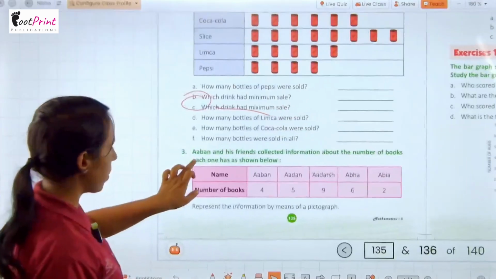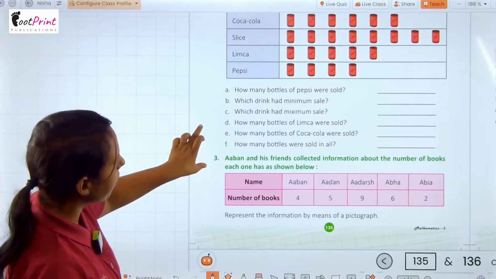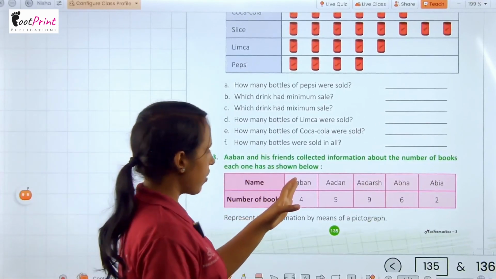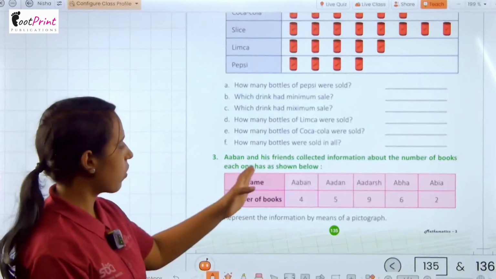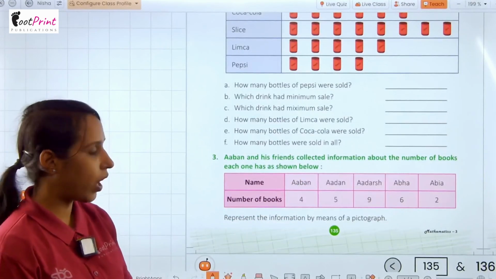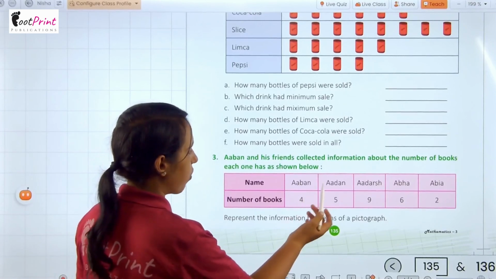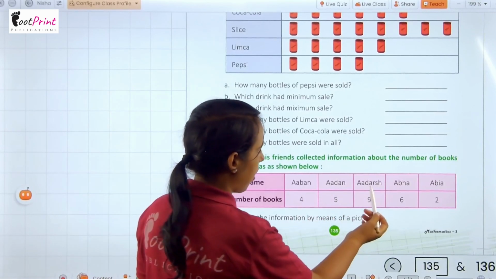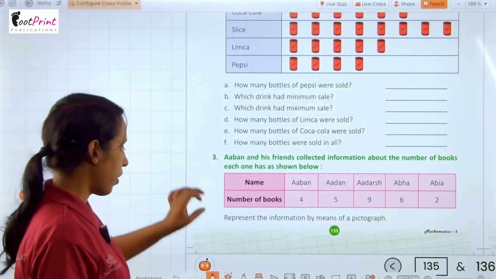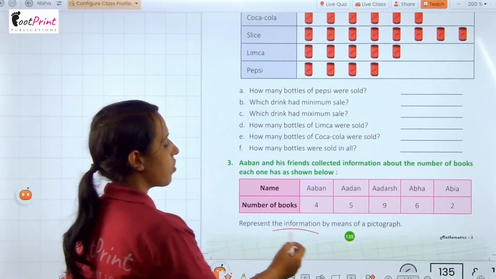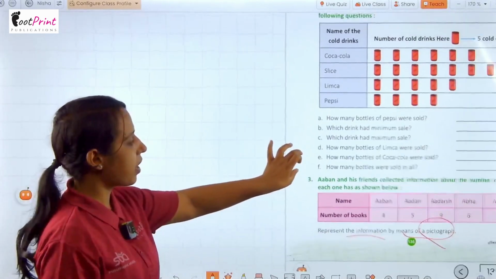Now we have question number 3. In this what we have to do, let's see here. Aban and his friends collected information about the number of books each one has, shown below. तो किस बच्चे के पास कितनी बुक हैं यहाँ पर वो कलेक्ट किया है. ठीक है, कि अबान के पास 4 हैं, अदान के पास 5, Adarsh has 9, Abha has 6 and Abia has 2. So we have to represent this information by means of pictograph. Pictograph पे हमें ये show करना है.